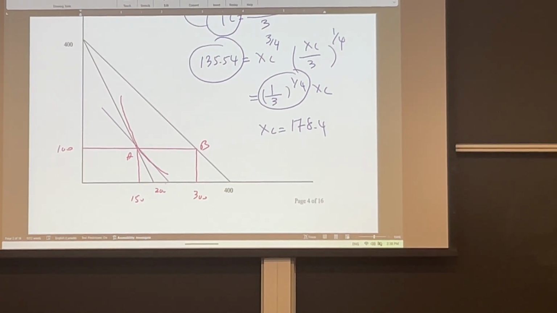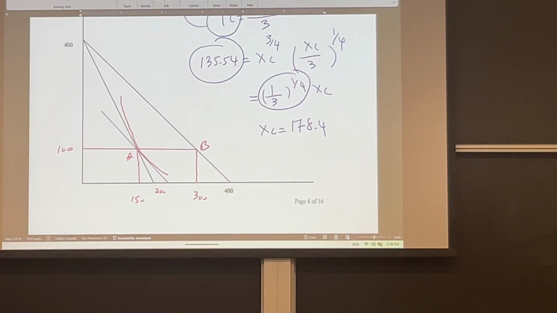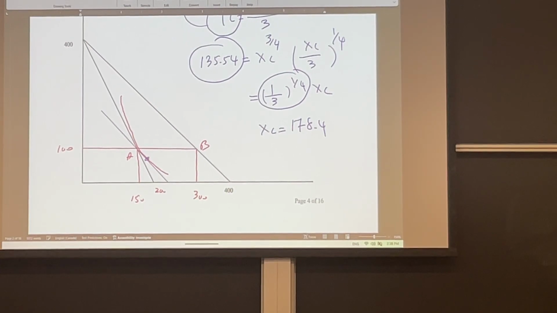Is this parallel? Almost. Is this parallel? No. That looks parallel, right? That is C, that is 178.4. This is the substitution effect, and this is the income effect. Well done, right?